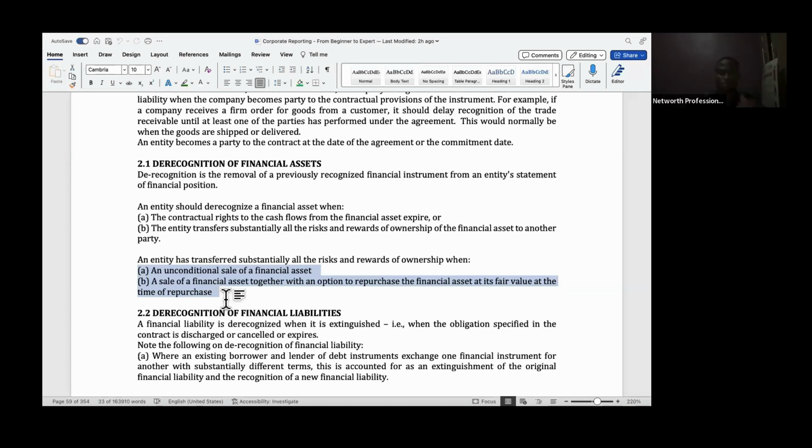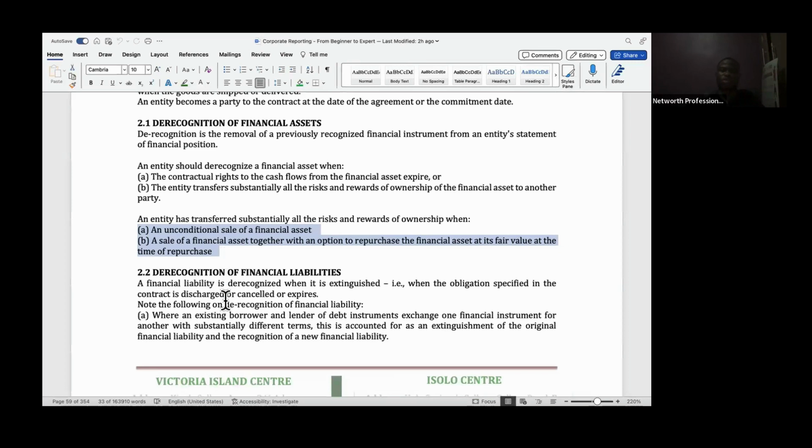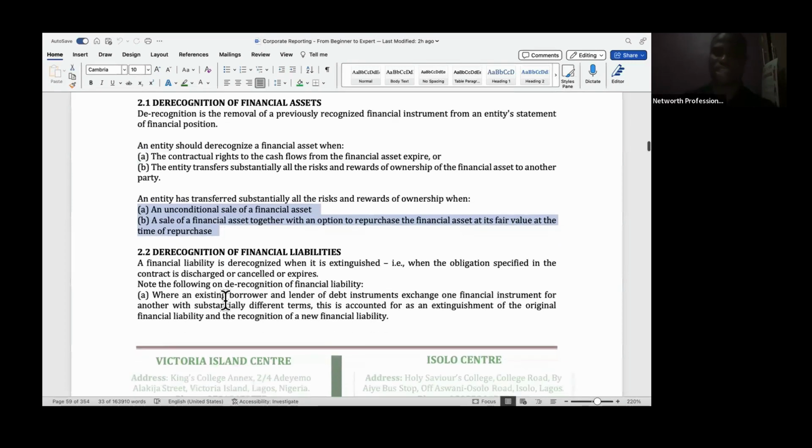Now, we also spoke about the derecognition of financial liability. And we said a financial liability is derecognized when it is extinguished.